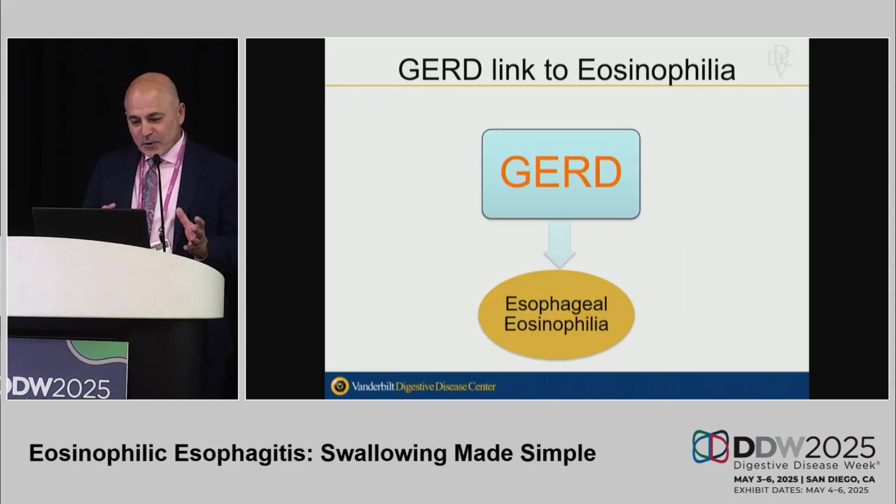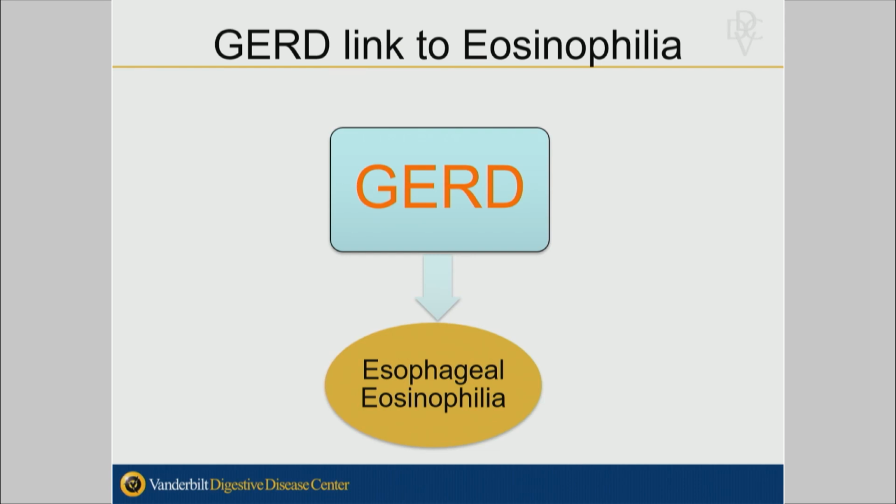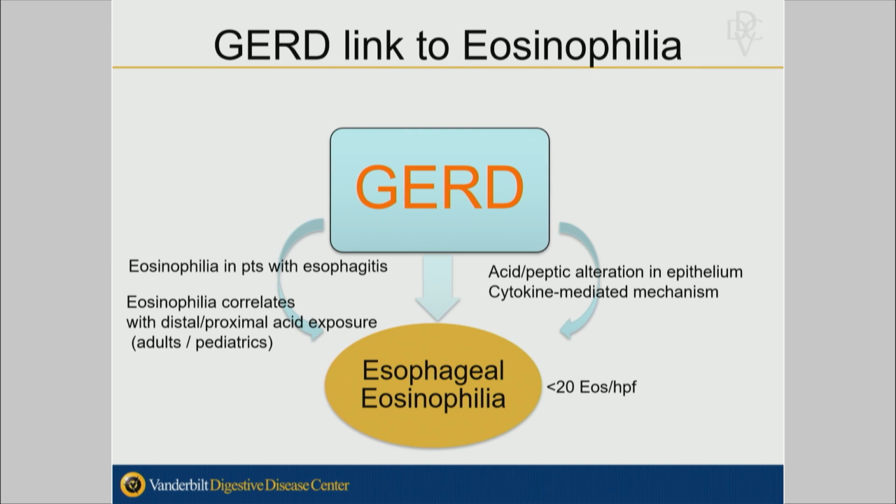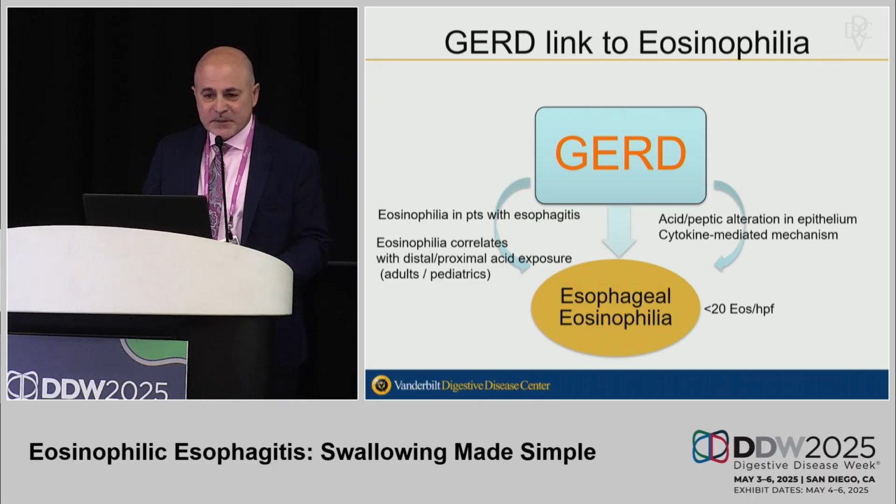So GERD linked to eosinophilia. We know that reflux causes eosinophilia. No one here would disagree with that, right? So the question is not whether reflux causes eosinophilia, because there are different mechanisms. We know in patients with esophagitis, if you biopsy it, you're going to have some eosinophils. There's correlation with degree of reflux, distal and proximal, acid peptic alteration in the epithelium, cytokine-mediated mechanism. All of that is established.